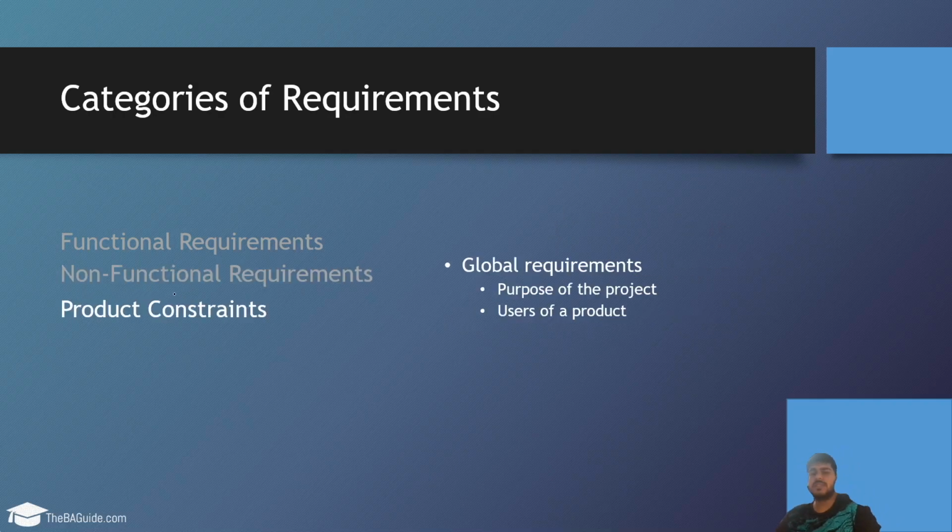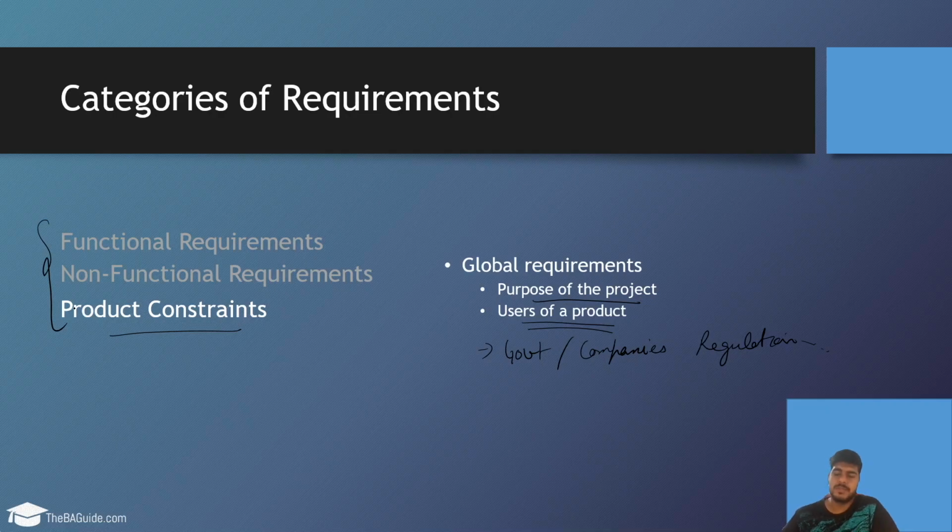We also have constraints. Constraints are the rules and regulations we need to follow. We need to understand the purpose of the project, who the users of the project are. Also keep in mind the government and company regulations to make sure we are making a product which will not affect us later on, or we will not be in trouble later on. So we have to keep all these things in mind when we are taking the requirements.